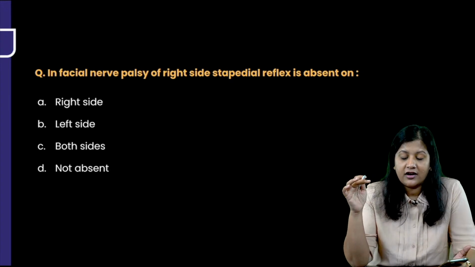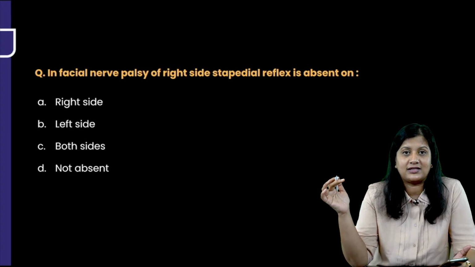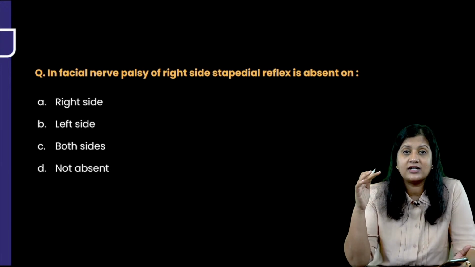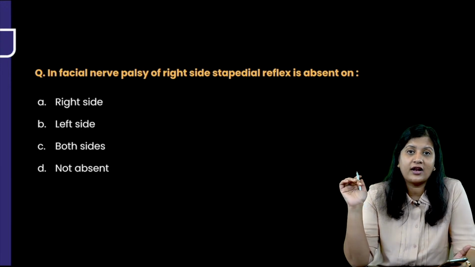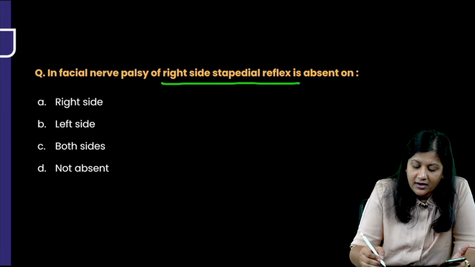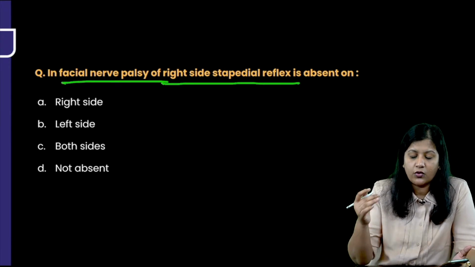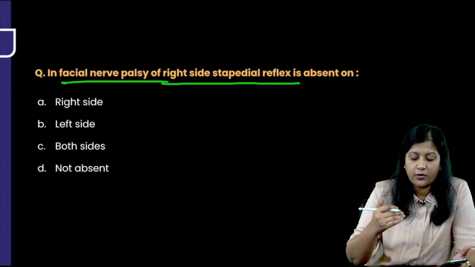In facial nerve palsy of the right side, stapedial reflex is absent on which side? Right side, left side, both sides or not absent at all? So what should your answer be? Very good. So I'm seeing that some of you are getting it right. So right-sided stapedial reflex will be absent if there is facial nerve palsy only on the right side, on left side or both sides.